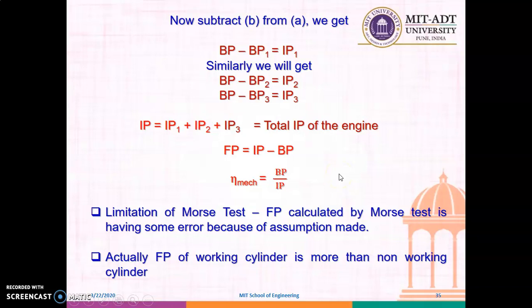Now remember, there is one limitation of the Morse test. The friction power calculated by the Morse test has some error because of the assumption made. What is the assumption made here? Just recall it. The assumption is that the friction power of the working cylinder and the non-working cylinder remains the same, but it is not so. The friction power of the working cylinder is always a little greater than the friction power of the non-working cylinder, and because of that a slight error is introduced in the calculation of friction power while performing the Morse test.